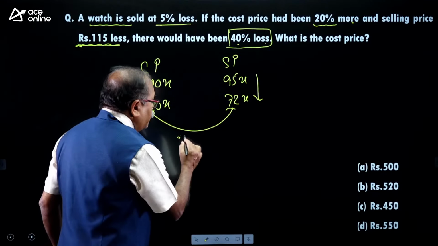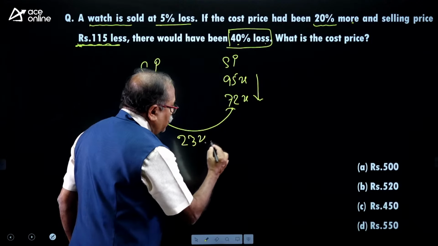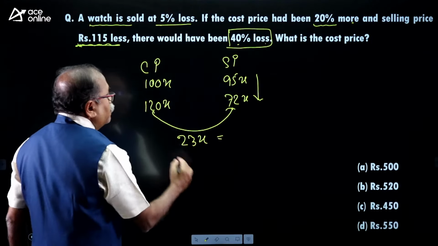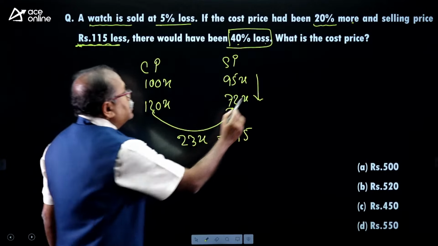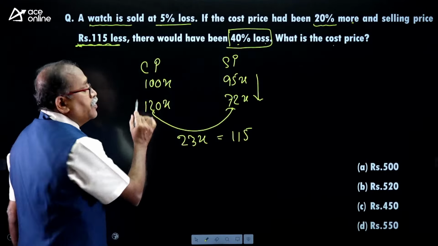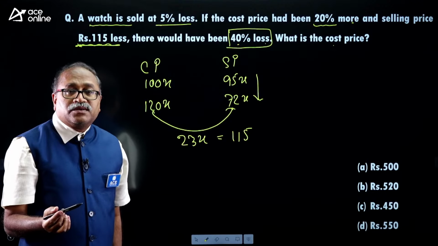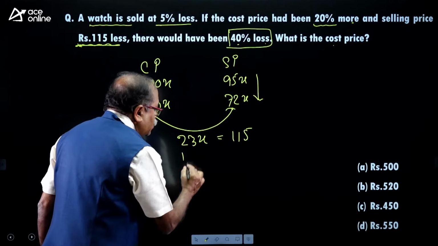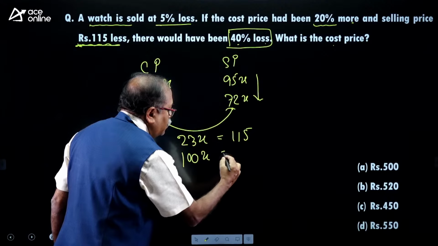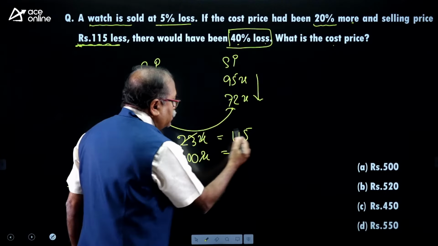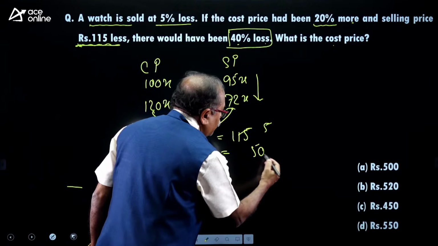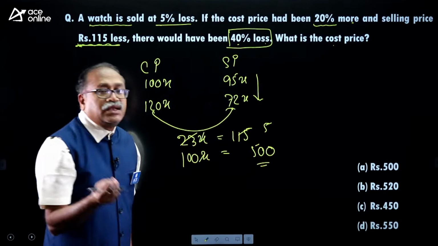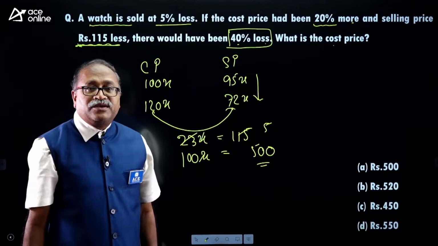And if 23x is equal to 115, what do I need to find out? What is the cost price? That means I need to find out 100x. That's done, my dear friends. So 100x is equal to, as the x gets cancelled and 115 divided by 23 gets cancelled 5 times, 5 into 100, that comes to 500. That should be your answer, and this is the best way to answer it.